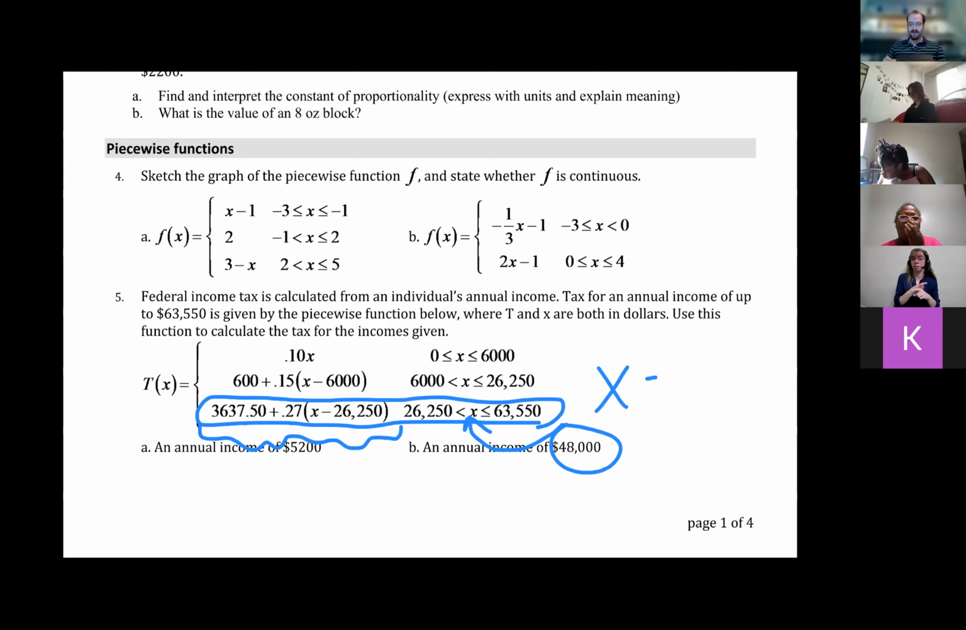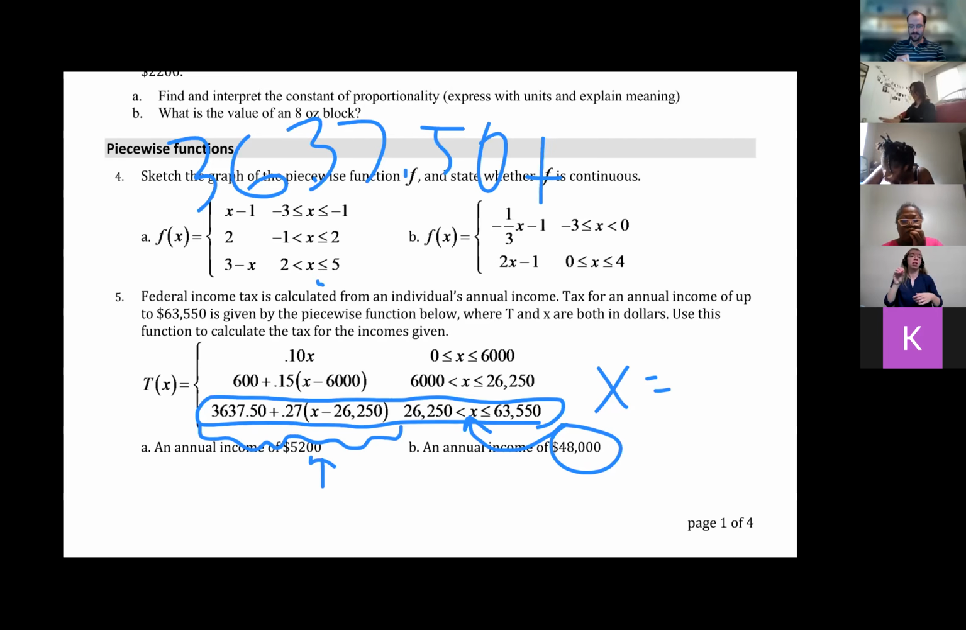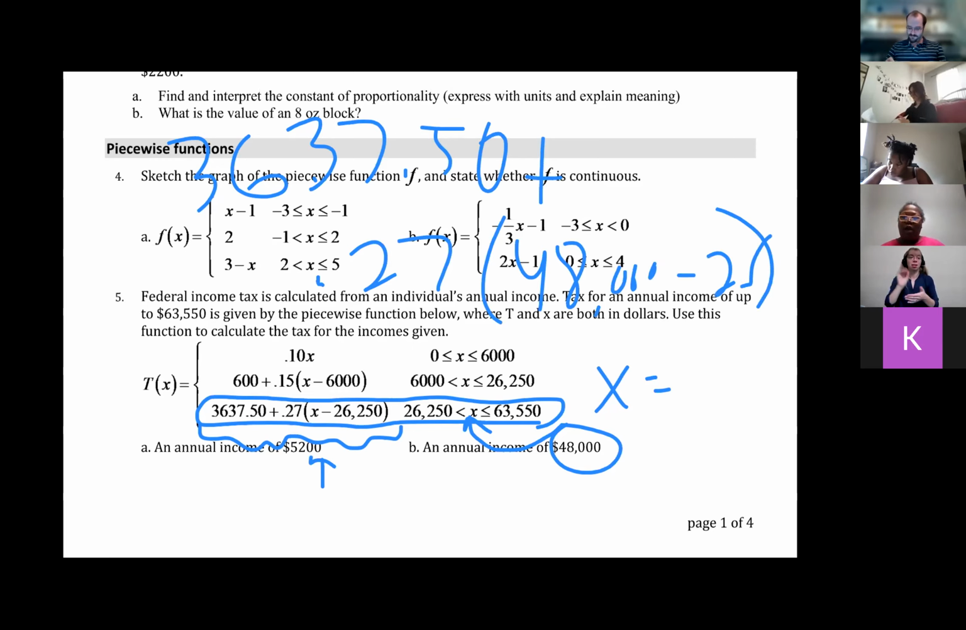So this is an X value, right? So I figure out it's in between these two numbers. And so now I'm using this function, like you said. So I'm using this function of 36,750 plus 0.27 times 48,000 minus 26,250. Exactly. Yep, that's it. Okay, that's exactly what I was trying.